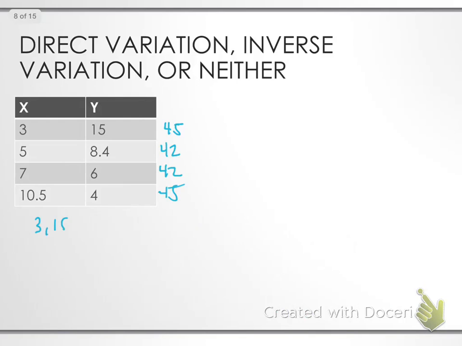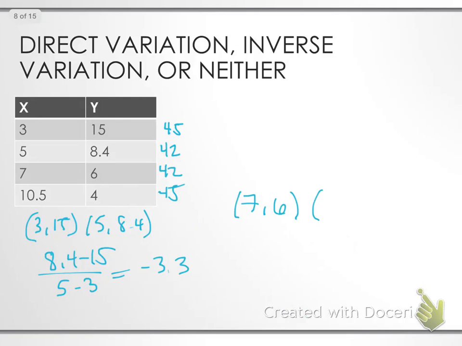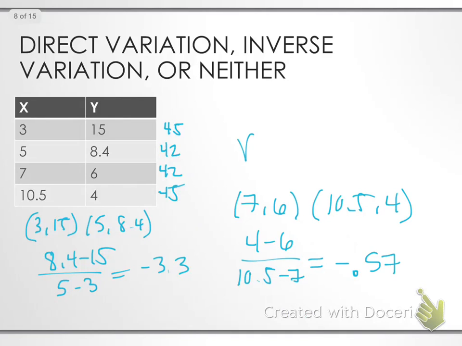So my first one I do 3, 15, and 5, 8.4. So 8.4 minus 15 over 5 minus 3. So that's negative 3.3. Now let's check 7, 6, and 10.5, 4. So 4 minus 6 over 10.5 minus 7, which is negative 0.57. So this one is the neither.